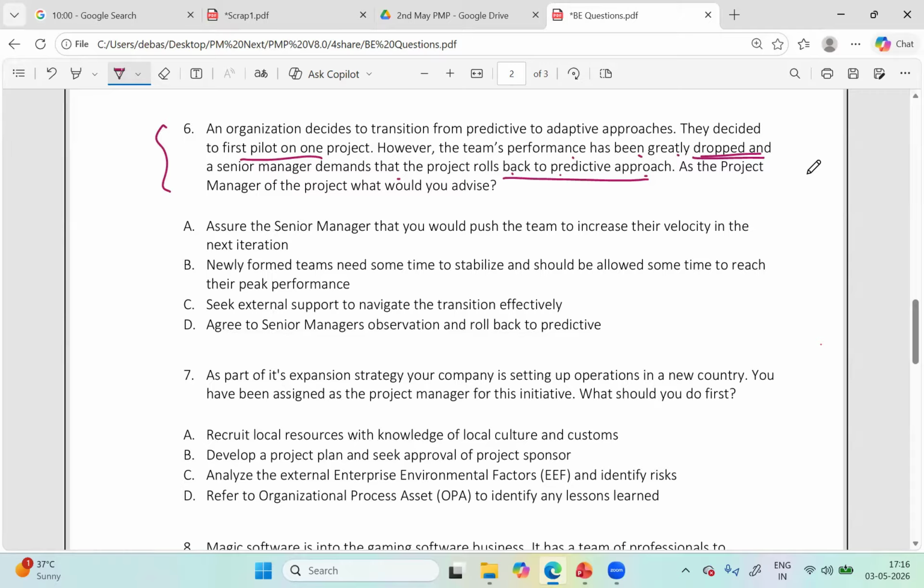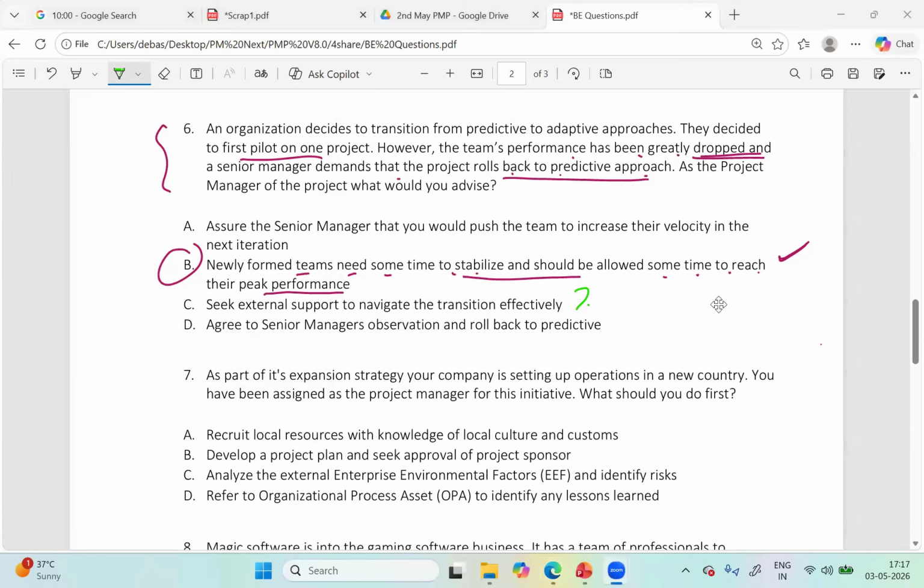So the answer I'm going to pick up here is B. Newly formed teams need some time to stabilize and should be allowed some time to reach peak performance. Absolutely. So this is a normal thing, and that is no reason to roll back. That's my say. If anybody got a different answer, please let me know. Anybody for C as in Charlie or any other? Anybody answered C? We'll look at C certainly. Let me check chat first. I have said C. Yeah, okay, B is correct. Somebody said C. Fine.